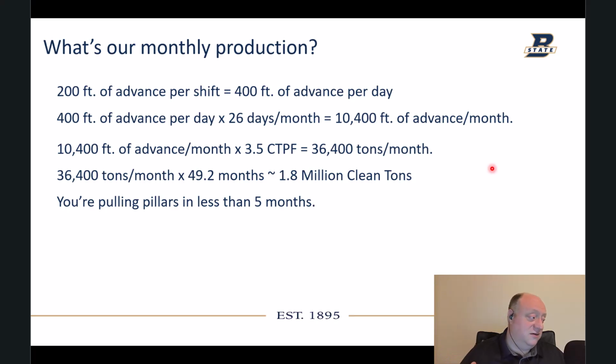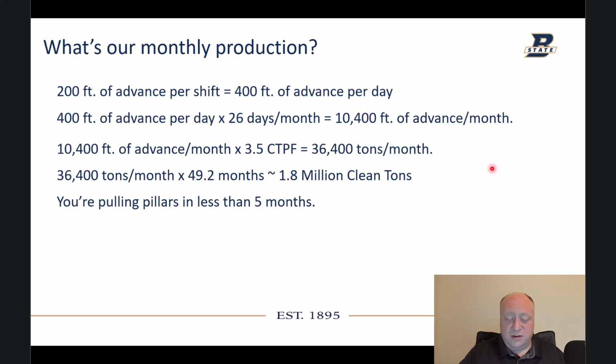And like I said, because of this very thick inseam parting, we have a tremendous amount of reject, but there's still a significant amount of coal there. If we multiply that by the number of months, we get basically 1.8 million clean tons, and you're pulling pillars in less than 5 months. So you get in there, you turn, you drive your first panel. Less than 5 months, you're already pulling pillars, which is a good place to be. So you can do that relatively quickly.